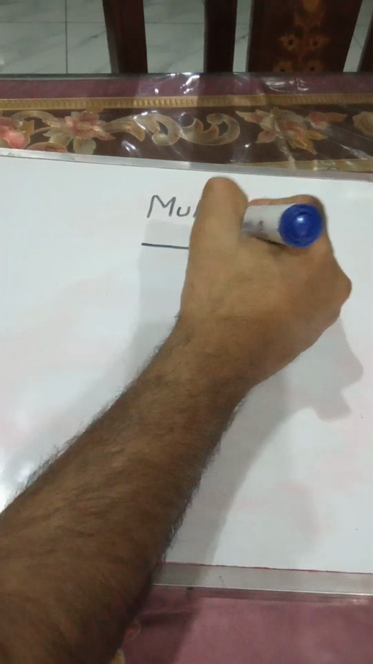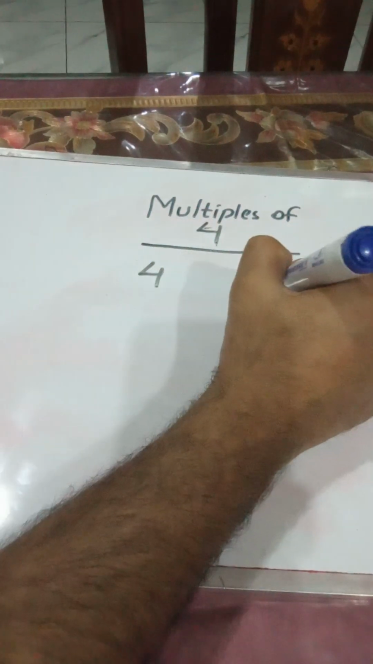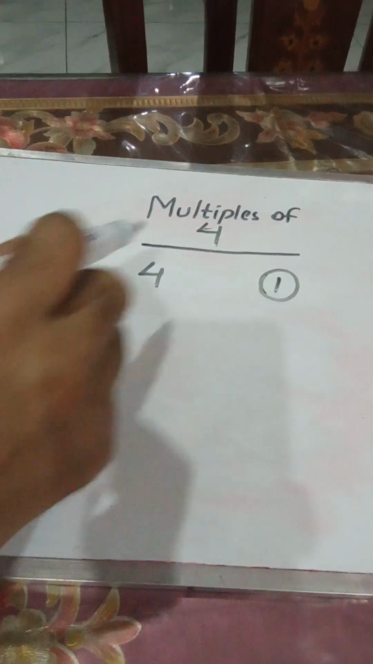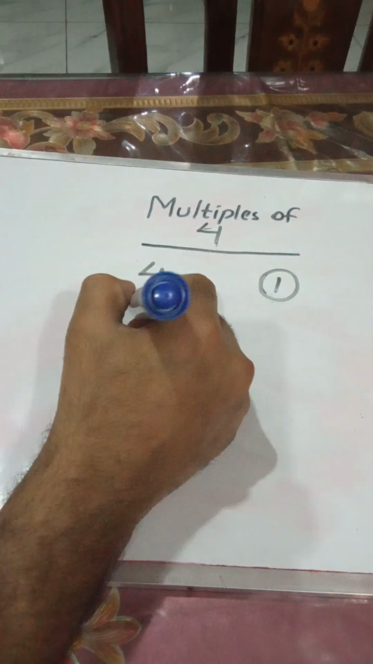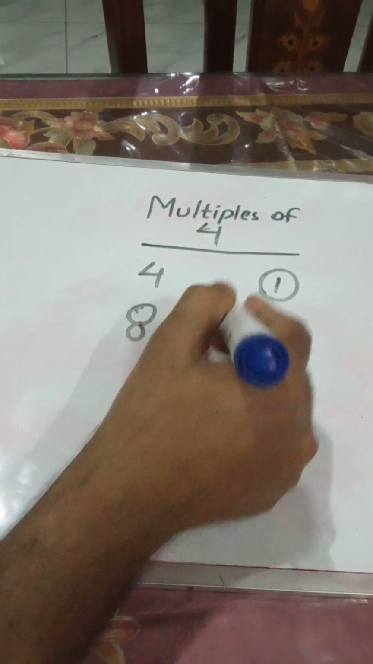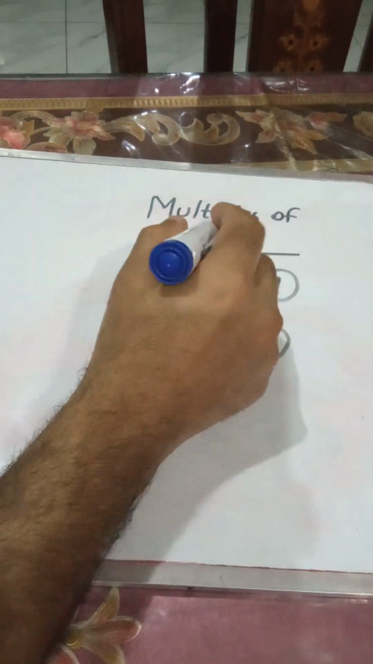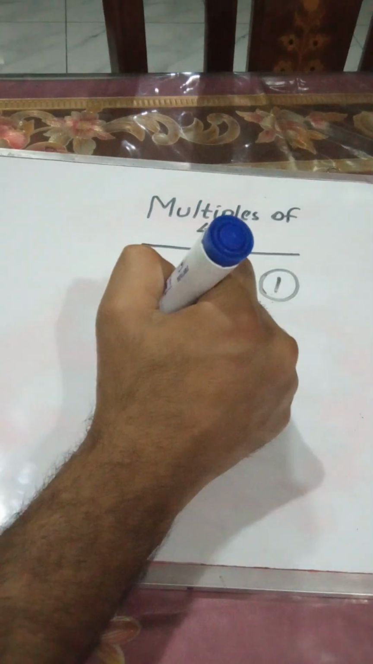Multiples of 4. Now, as we know very well, the first multiple of 4 is 4. 4 multiplied by 1 is 4. 4 one time is 4. Now, what is the double of 4? That is 8. And what is the double of 1? That is 2. So, 4 2 times is equal to 8.